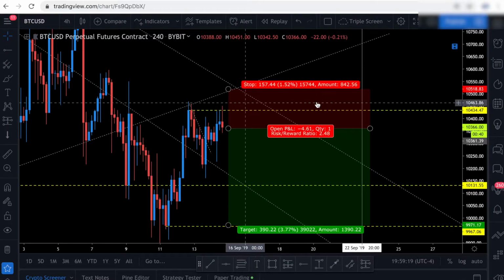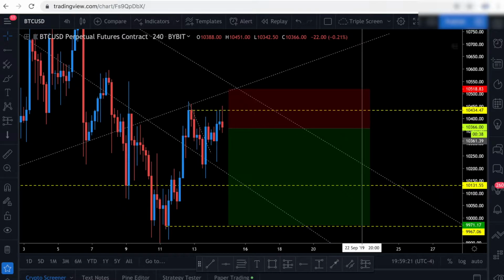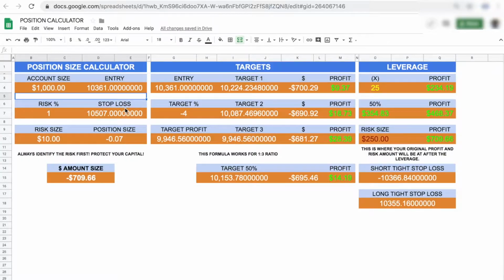My stop loss is at 10,518, and then I'm going to put in the calculator stop loss 10,518. Okay, so I have an account size of $1,000, and what I want to risk is 1%. You can risk whatever you want, so you can put it over here. You can put 3%. You can put over here 5% if you want. Whatever your risk is. Mine is 1.